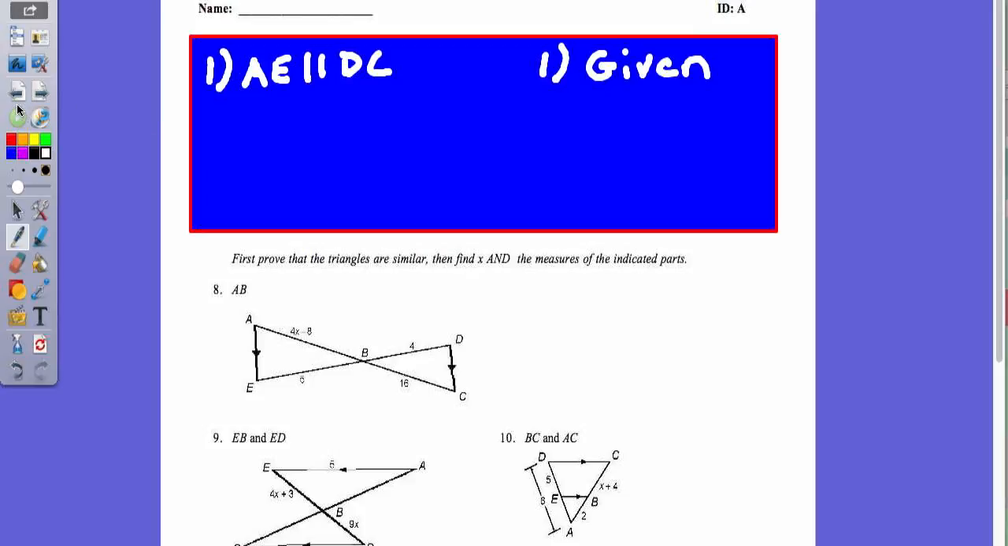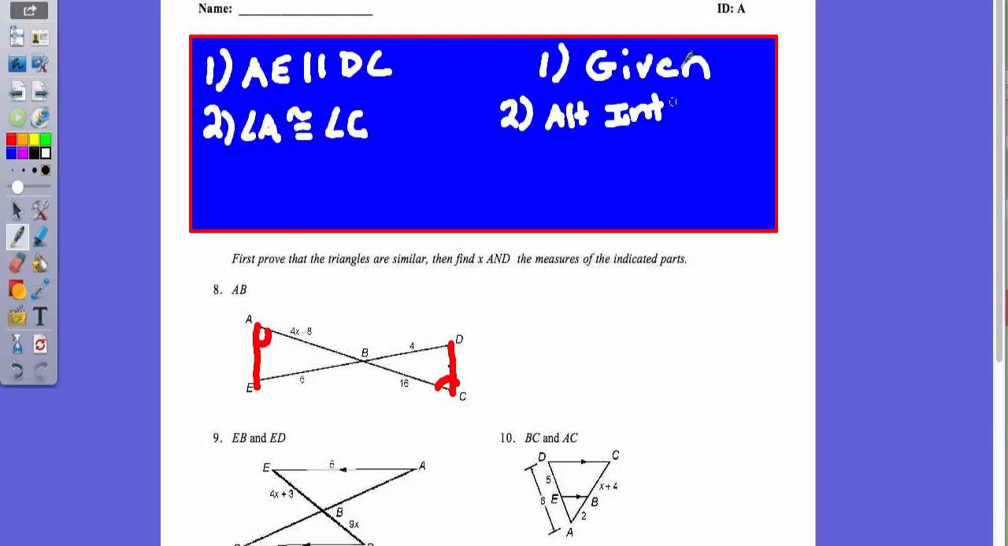Now, if I want red, 2 parallel lines, and they're cut by this transversal, angle A is congruent to angle C, correct? Yep. So I'm going to write here, angle A is congruent to angle C. And that reason is alternate interior angles.